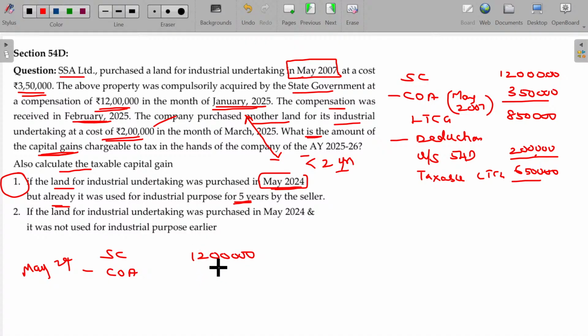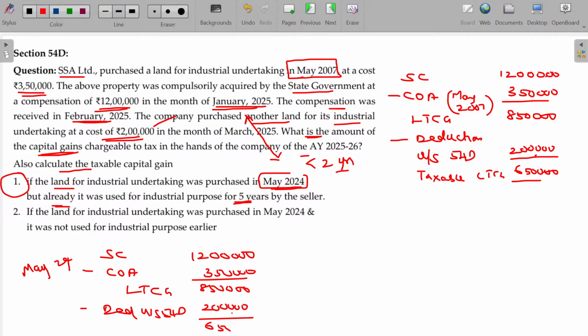So the cost of acquisition being 3.5 lakhs, 8.5 lakhs long-term capital gain, and you can claim the deduction under section 54D, which is 2 lakhs. Then finally, the taxable value being 6.5 lakhs. Taxable.